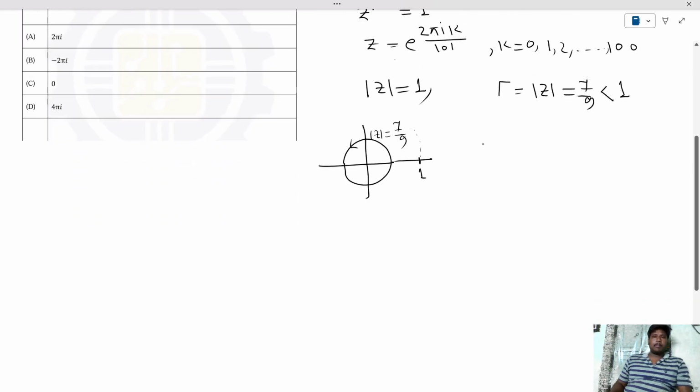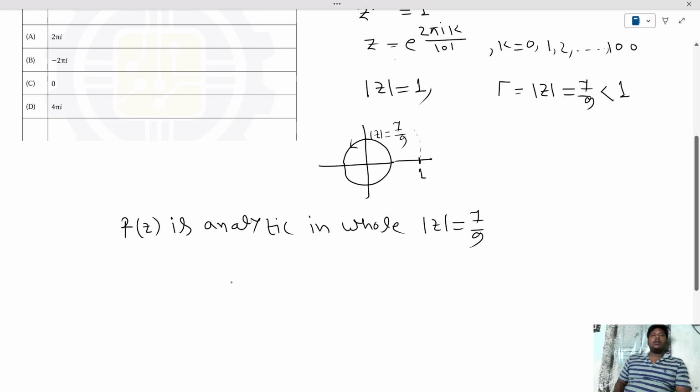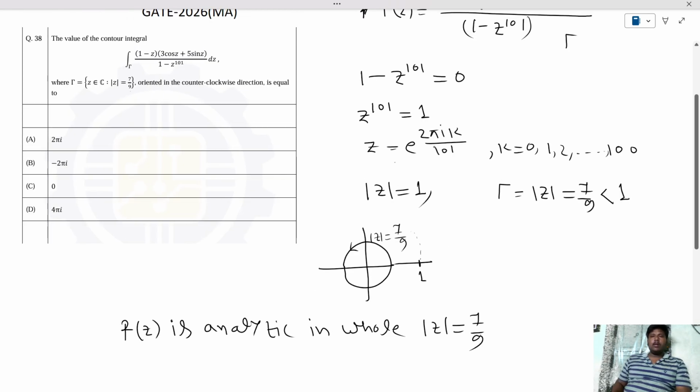That means f(z) is analytic in the whole of mod of z equals 7 by 9, because the denominator part of f(z) has zeros of the form e to the power 2 pi i k by 101, and all these zeros are of unit modulus, which lie outside of the circle. These zeros of unit modulus lie outside the circle, so inside the circle this function has no zero. So f(z) is totally analytic in this region.